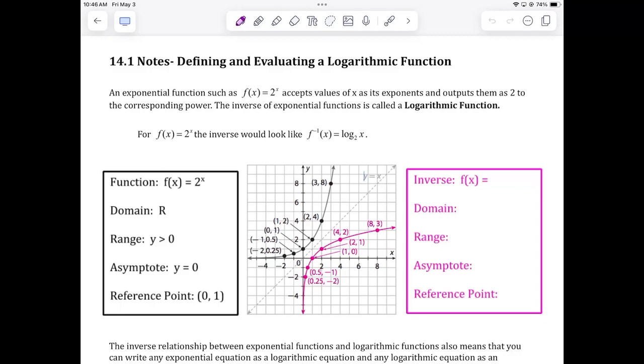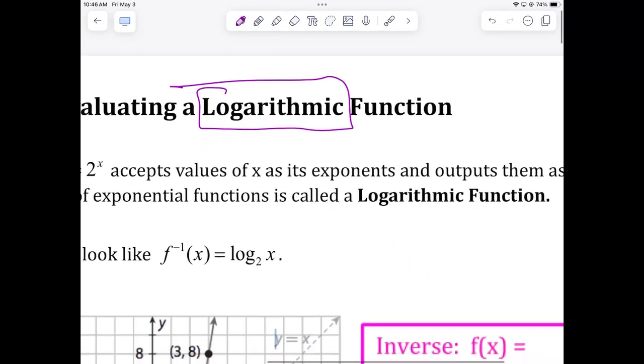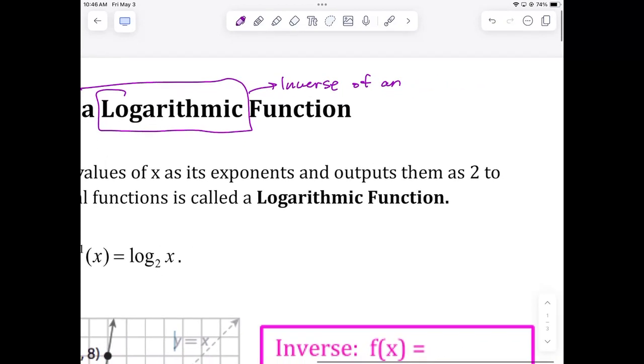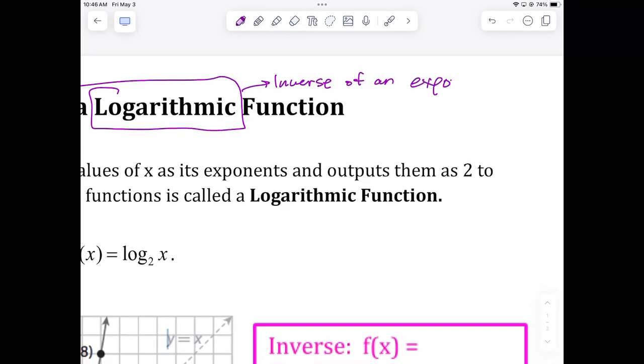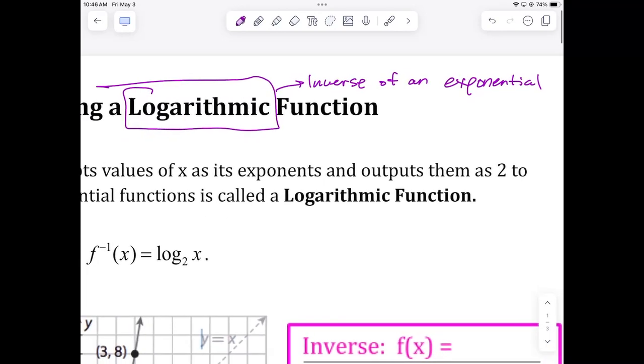Now, we always study what's called a logarithmic function after we study an exponential function, and it's for a very good reason. A log function is the inverse of an exponential. So, like if you multiply a number by 5 and you want to get back, you can divide by 5. Multiplication and division are inverses of each other.